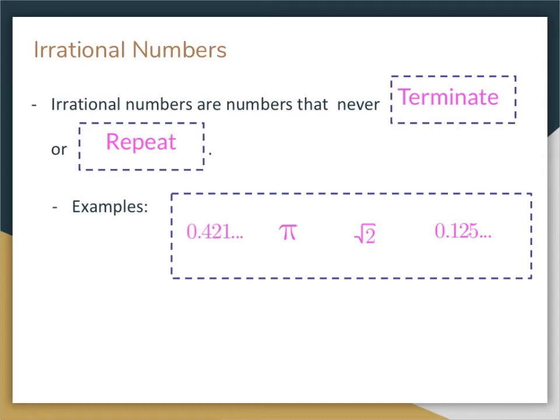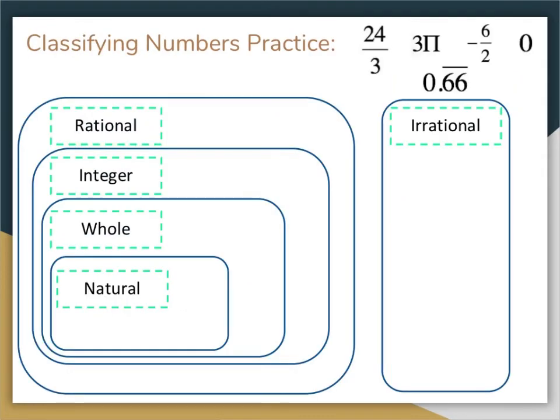Let's try some practice problems now. So here it says to classify the number practices. So we've got 24 divided by 3. We've got 3 pi, negative 6 halves, 0, and 0.66 repeating. I want you to pause the video now, try and put those numbers where you think they belong, then press play again to see if you are right.